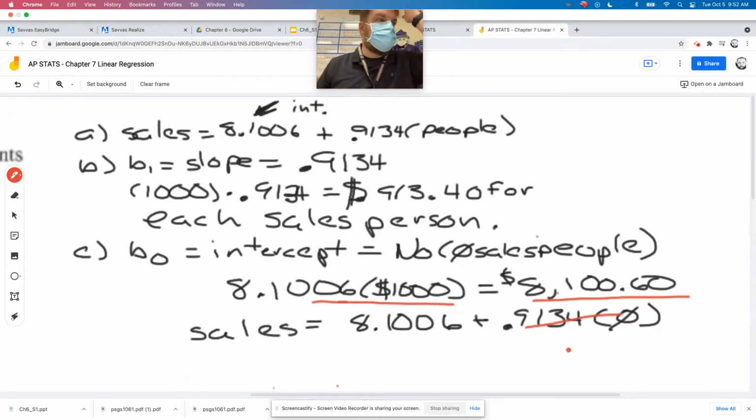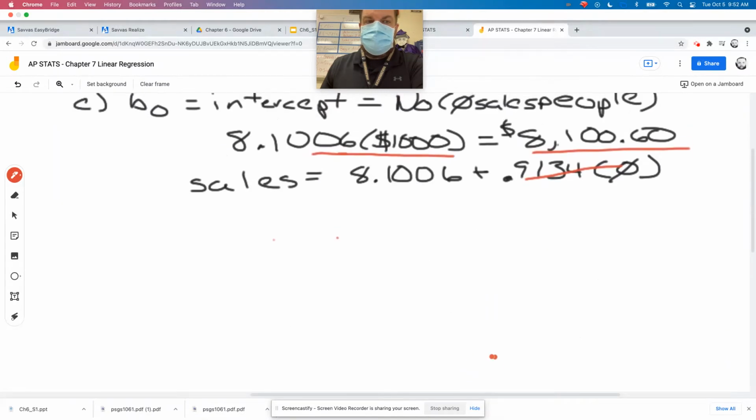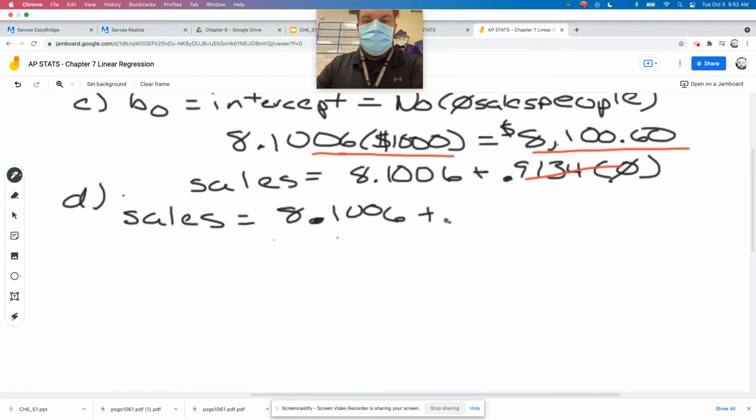So now for part D, it wants me to make a prediction. What happens if I have 18 salespeople? So if I have 18 salespeople, my sales would be equal to 8.1006 plus 0.9134 times 18.